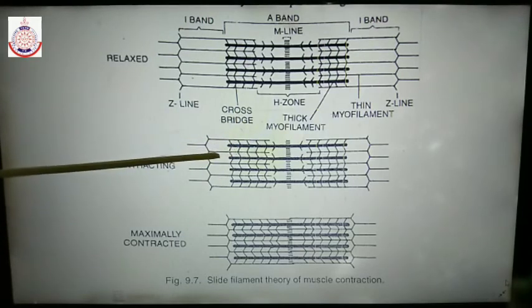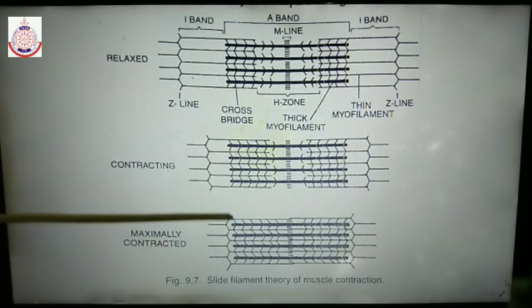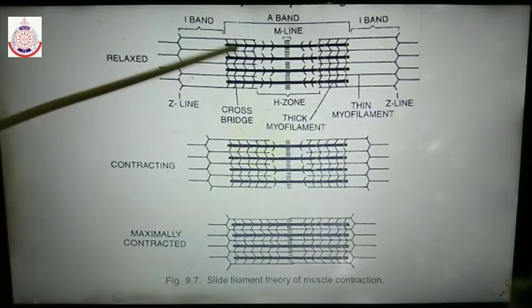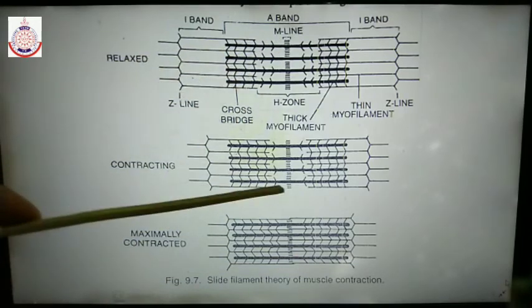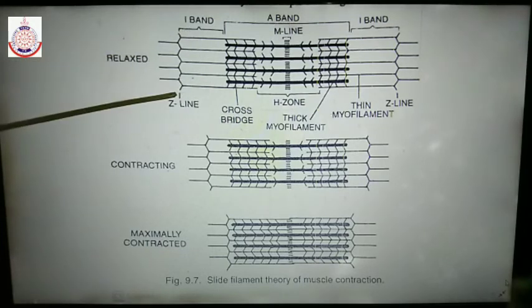towards the Z line. So now you can see slowly, if we reverse the process, the I band increases during the relaxation phase, but the A band will remain the same. So when the muscle returns back to its original position, this process is known as relaxation. Repeated activation of muscles will take place and the process will be repeated again.